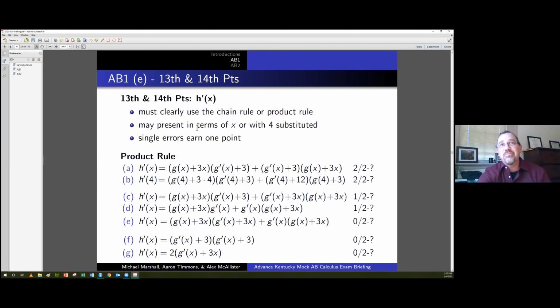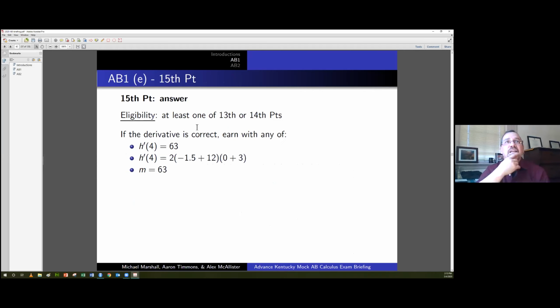All right, so chain rule or product rule. Students can substitute, work with x or substitute the four, and we will allow single errors and a little bit of consistent single errors to earn 1 point. For the 5th point, you have to have at least one of the two preceding ones. We're going to split this into the derivative is correct and a single point error in the derivative. So if the derivative is correct, you can earn it with having 63. You can have unsimplified expressions. We're also going to allow m equals 63.